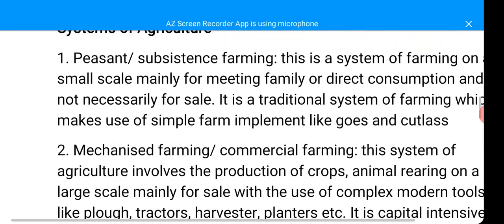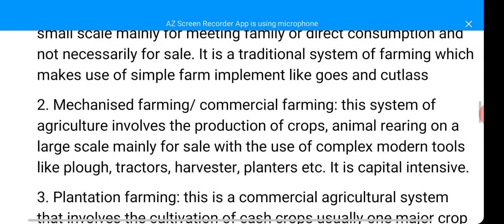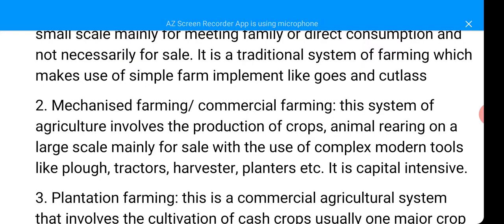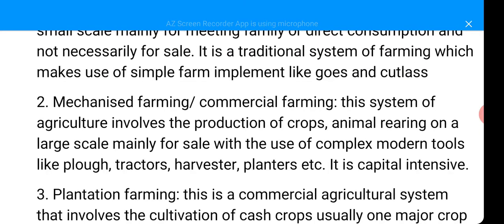The next system of agriculture that we're going to look at today is mechanized farming or commercial farming. It's just the opposite of subsistence farming. Subsistence farming is a traditional farming that makes use of crude implements, and it is majorly for what? For direct consumption to meet family needs.